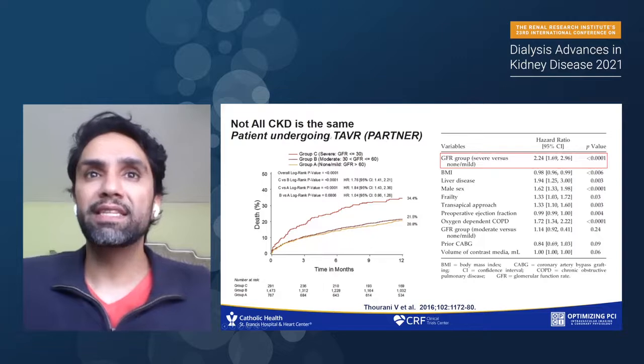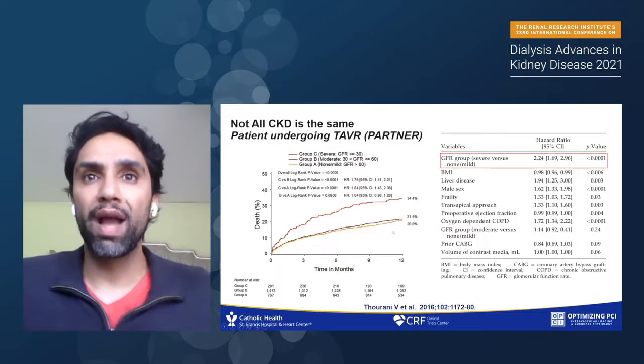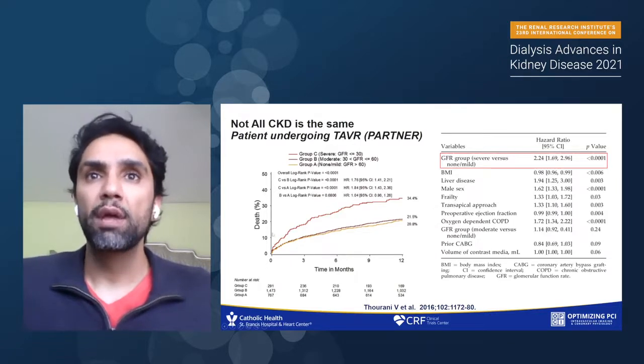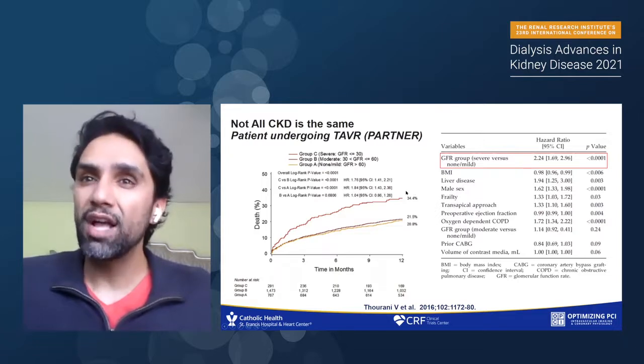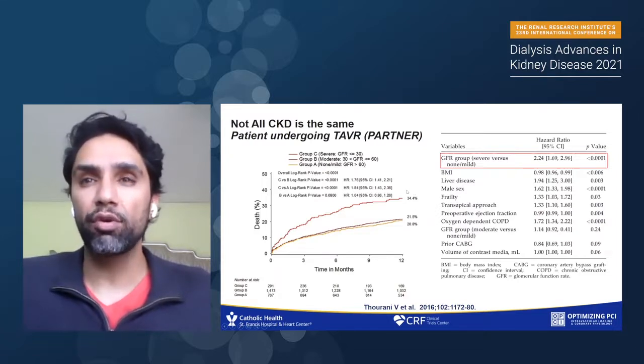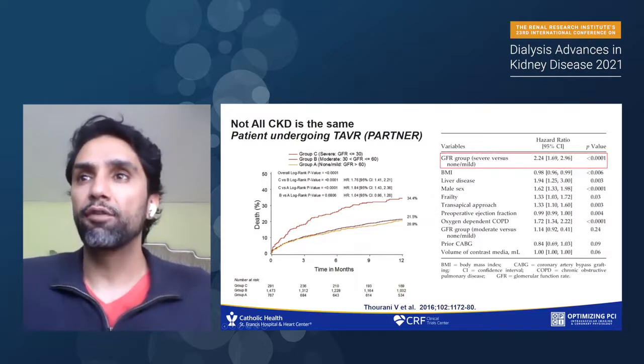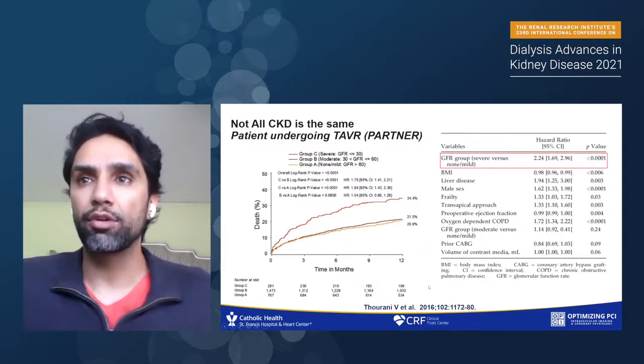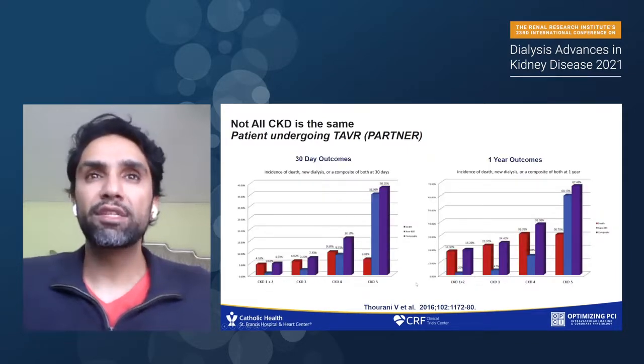Not all CKD is the same, as I mentioned before. For patients undergoing TAVR, those patients who have moderate chronic kidney disease tend to do as well as those with none or mild, but patients with severe GFR reduction have a higher risk of death. And the exact cause of that death remains multifactorial, as we discussed earlier on. Of course, GFR was an independent predictor of risk. What happens in terms of outcomes?